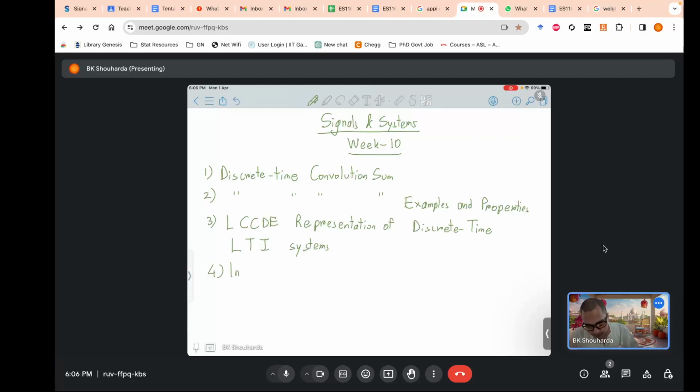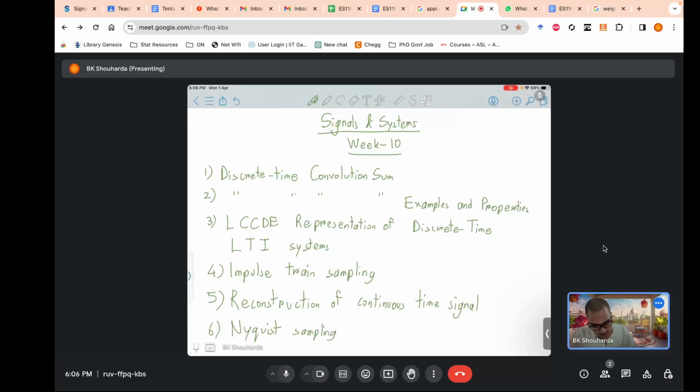Then we have impulse train sampling, which is followed by reconstruction of continuous time signal, and then this week's last topic is the important Nyquist sampling theorem and aliasing.